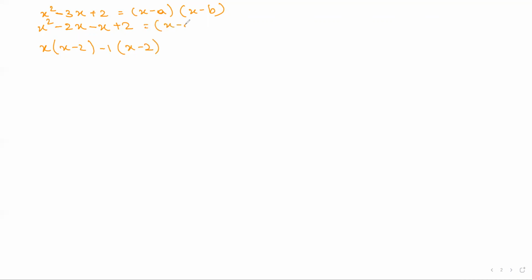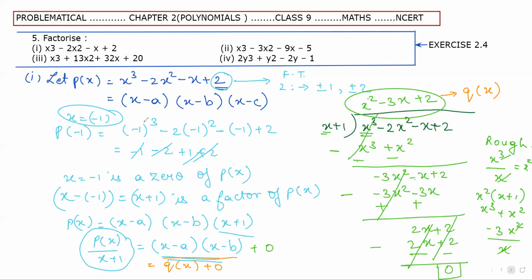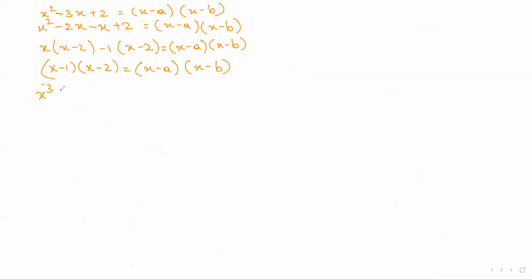This value is equals to x minus a into x minus b, which is equals to x minus 1 common, x minus 2 is left out. The other way around, x minus 2 is common, x minus 1 is left out. X minus a, x minus b. So these are your factors. So lastly, you'll write it in full presentation form. X cubed minus 2x squared minus x plus 2 is equals to x plus 1, x minus 1 into x minus 2. This is your final answer.